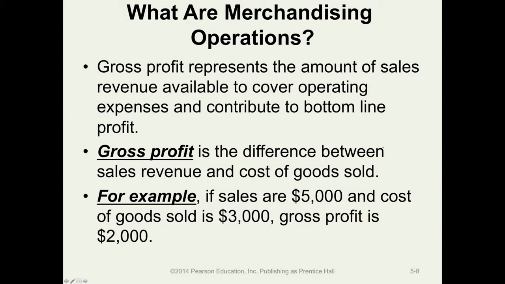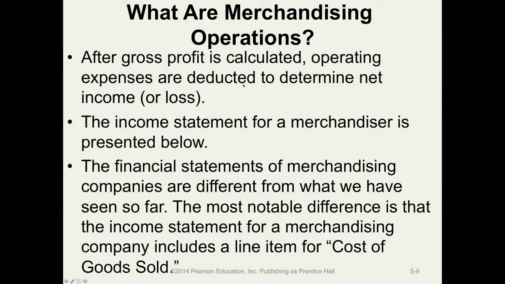So again, very simply, if you sell a product for $5,000, but it costs you $3,000 to acquire it from the manufacturer, your gross profit is $2,000. And that $2,000 is now available to cover your operating expenses. And once you deduct your operating expenses, that's when your net income or your net loss is determined. Now, we're going to look at an income statement just to compare it with a service business. And what we've seen so far was nothing but a service business. So the key differences on the income statement are the sales revenue, but even more importantly, the cost of goods sold.